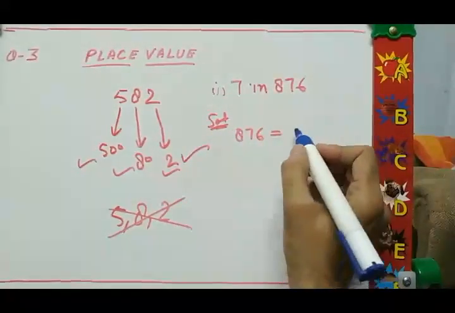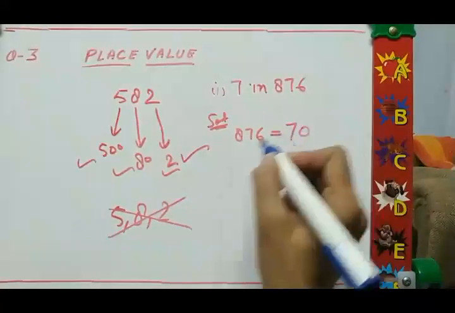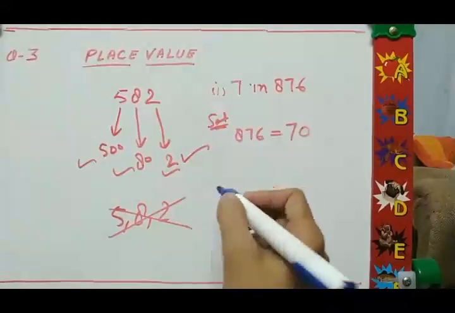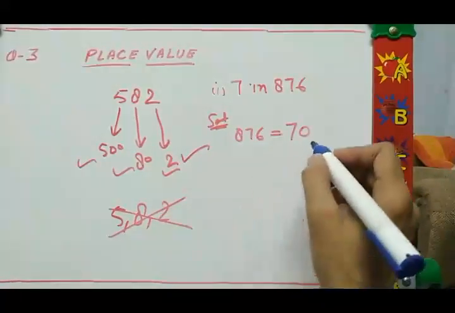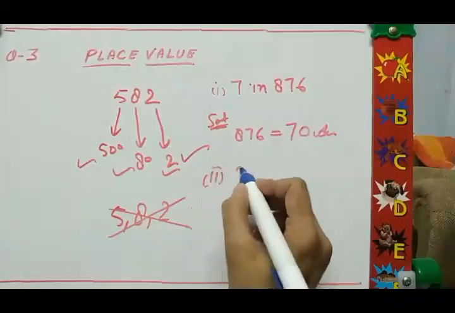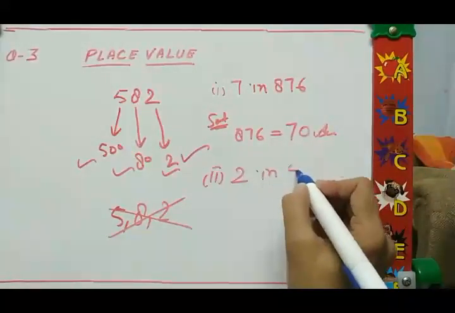876 means your answer will be 70, because you are to find out the value of only 7, not 800, not 6, only 7, so the answer will be 70. That is the answer.